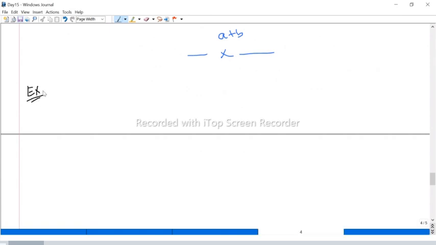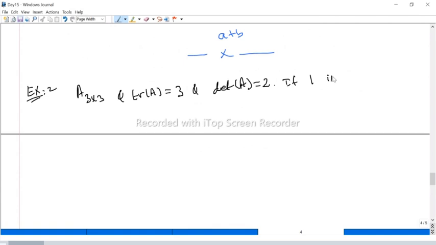Exercise 2. So simply directly write the problem. Suppose A is a 3 by 3 matrix, and the condition that trace of the matrix is given as 3, and the determinant of the matrix is 2. And suppose it is given that 1 is an eigenvalue of A. Because it's a 3 by 3 matrix, it will have 3 eigenvalues. They give that 1 eigenvalue is 1. So 1 is an eigenvalue of A.